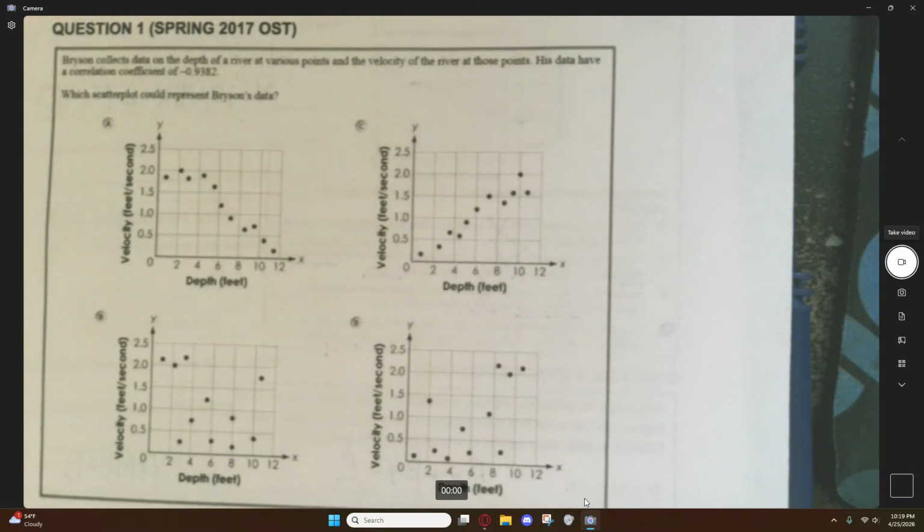Here we go. Question 1. Bryson collects data on the depth of a river at various points and the velocity of the river at those points. His data have a correlation coefficient of negative 0.9382. Which scatter plot could best represent his data?